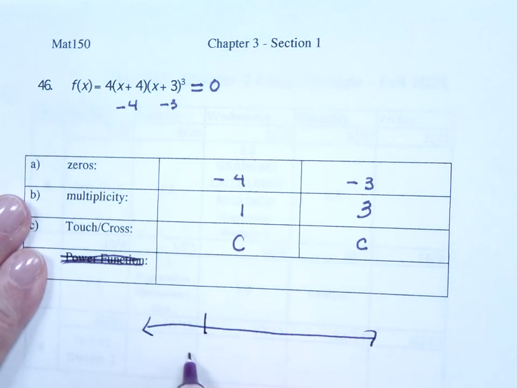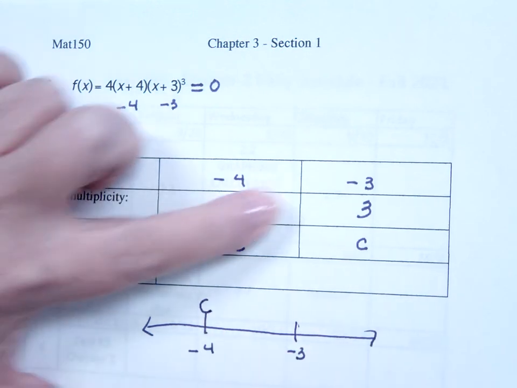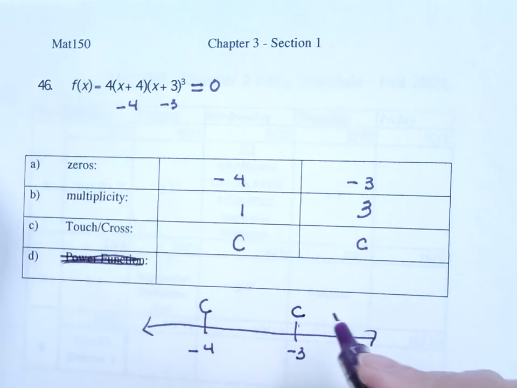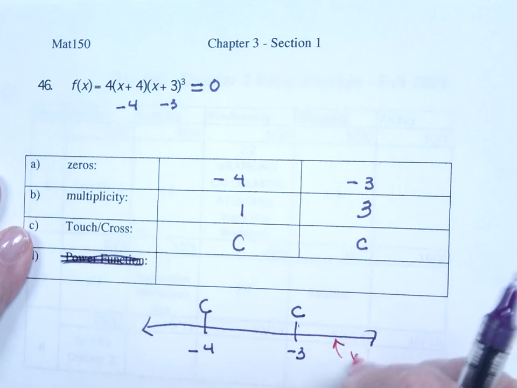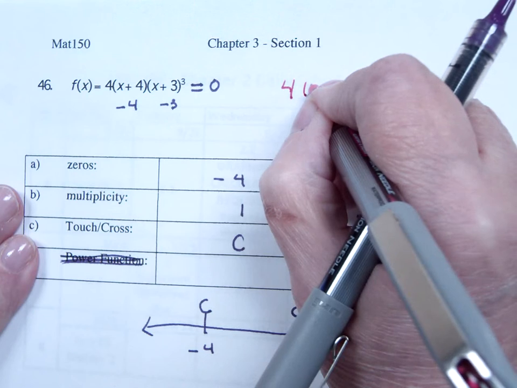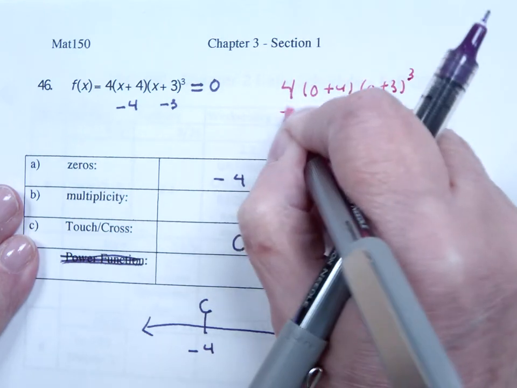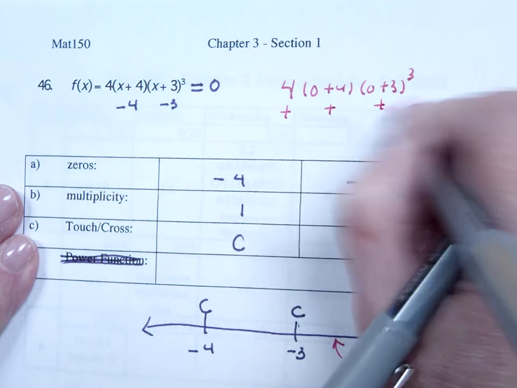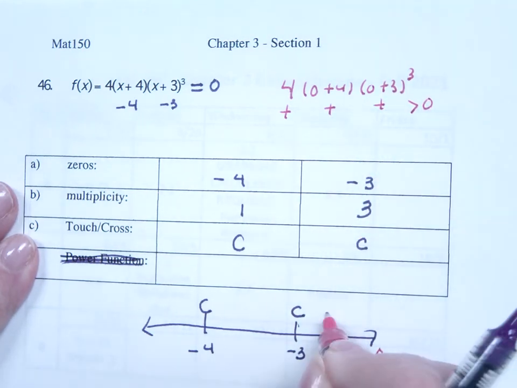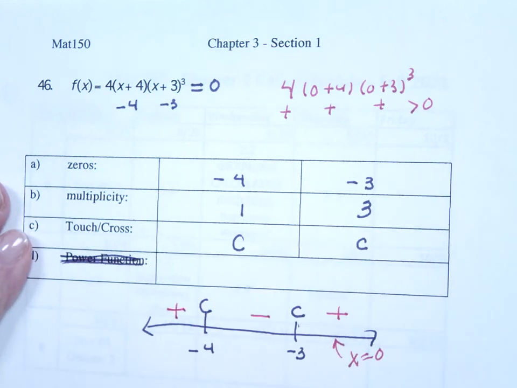I would put in my critical values, -4, -3. Multiplicity 1, cross. Multiplicity 3, cross. And now I put my test point. My favorite test point is x equals 0, and it's available to me. So it's 4 times 0 plus 4, 0 plus 3 cubed, positive, positive, positive. This sucker's positive. Positive, change, negative, change, positive, and now I have it.